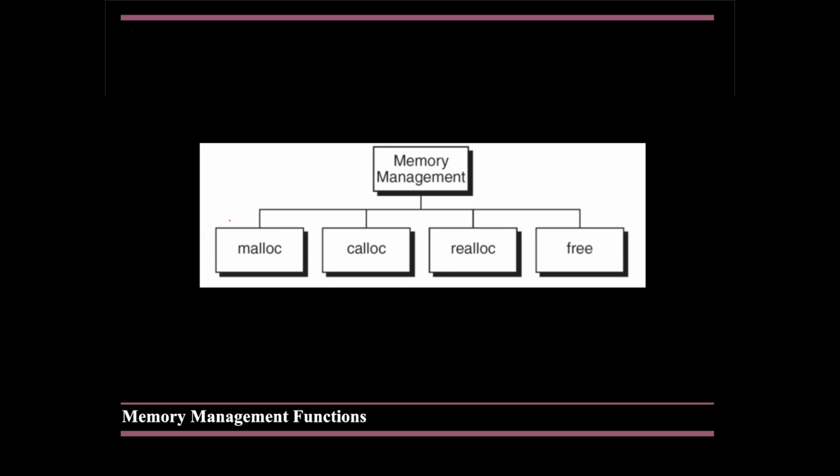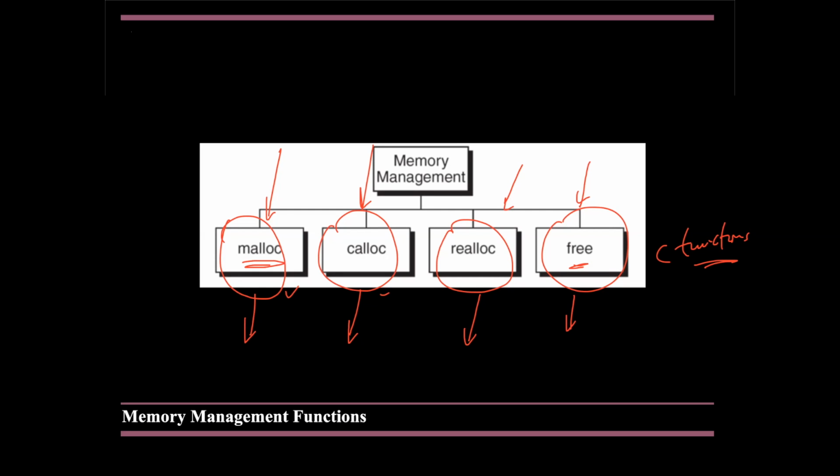There are 4 memory management functions. These are C functions. Each of them takes a set of input and gives you something. That's what a function is, right? So malloc is responsible for allocating a block of memory that contains the number of bytes specified in its parameters.